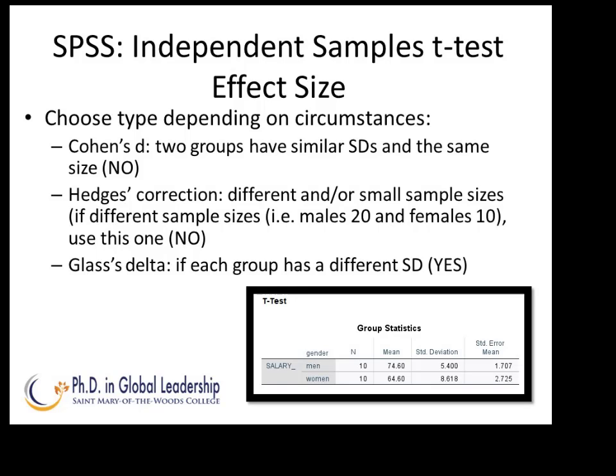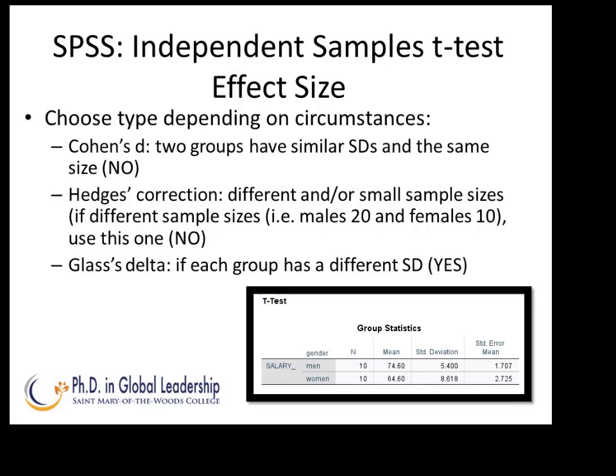I feel like our standard deviations are too different to be considered similar. The Hedges correction, you use this when you have different sample sizes. So you might have 20 males and 10 females in the study. That's not the case here. We have the same sample size. The Glass delta, use this if each group has a different standard deviation. And yes, I think this one fits our study.